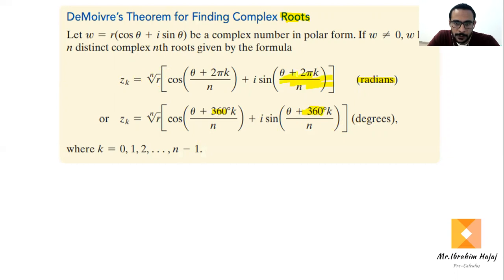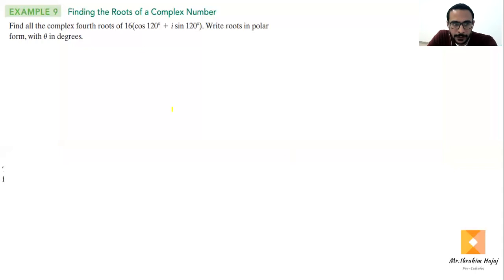So these are important rules you have to know, the De Moivre theorem for finding the complex roots. Theta plus 360k over n, theta plus 360k over n degrees. Okay, next question.